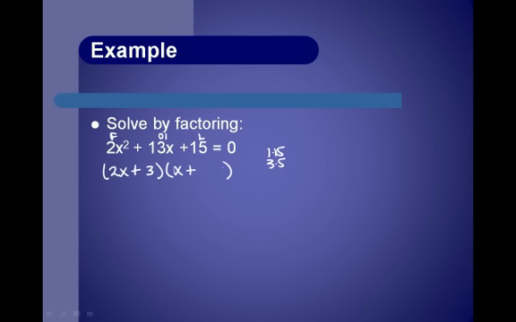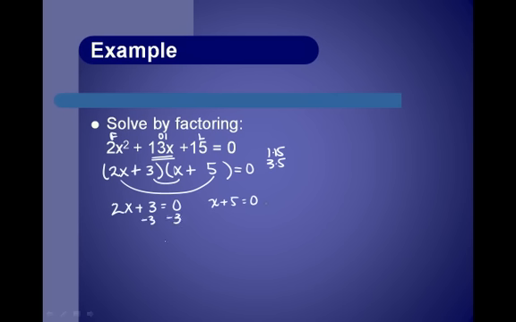Let's try 3 and 5. That would give us outer 2 is a 10x, inner 2 is 3x. 10x plus 3x gives us our middle term of 13x. So there's our factored form. Now we're going to set each factor equal to 0. Well, that means either 2x plus 3 is equal to 0 or x plus 5 is equal to 0.